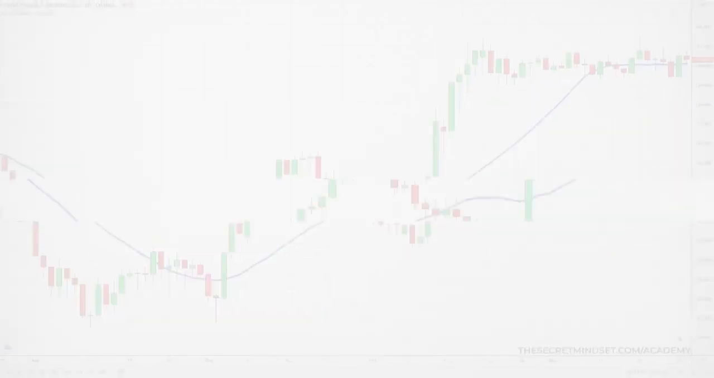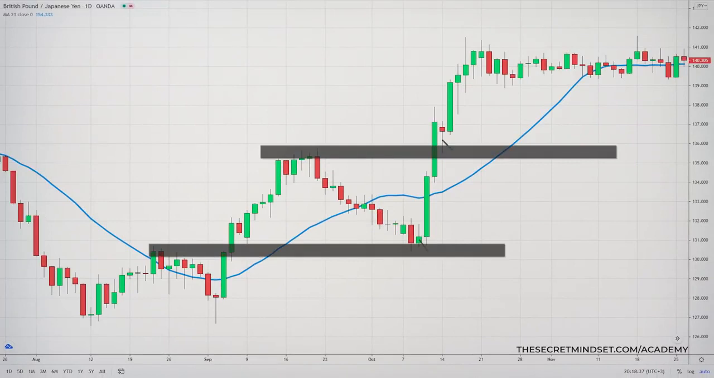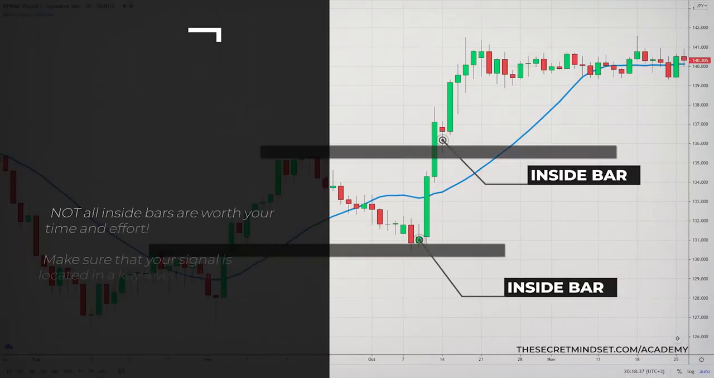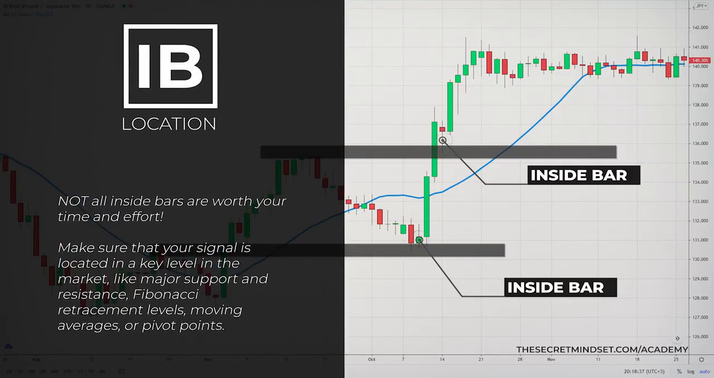Number 3. Trade only from key levels. Remember that not all inside bars are worth your time and effort. There are specific locations where this setup works great, so make sure that your signal is located at a key level in the market, like major support and resistance levels, Fibonacci retracement levels, moving averages, or pivot points.